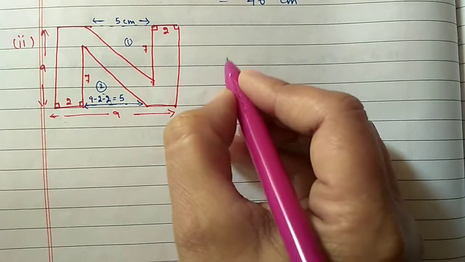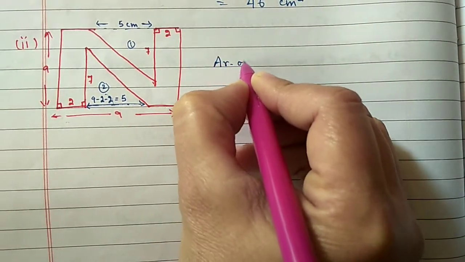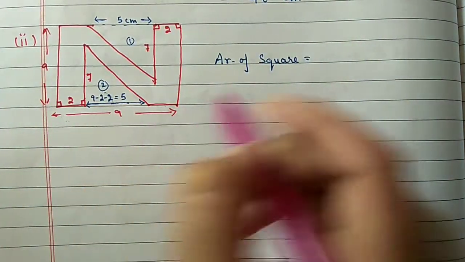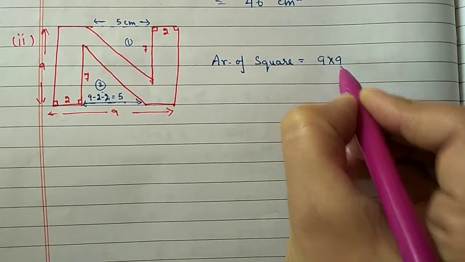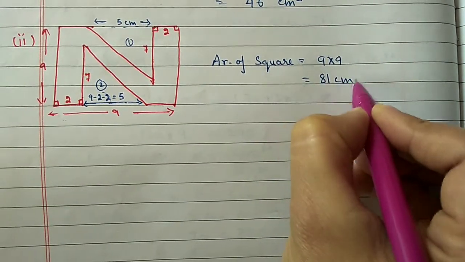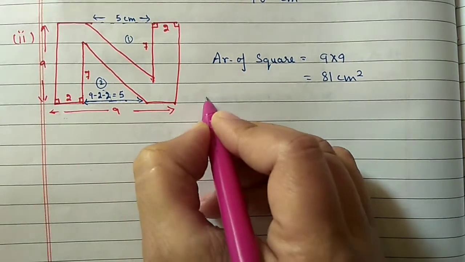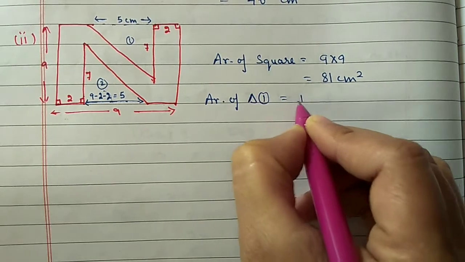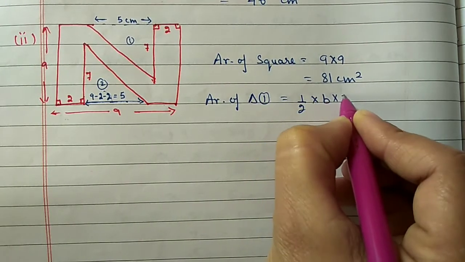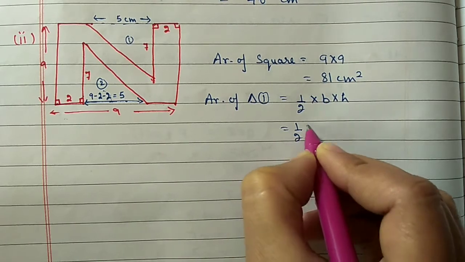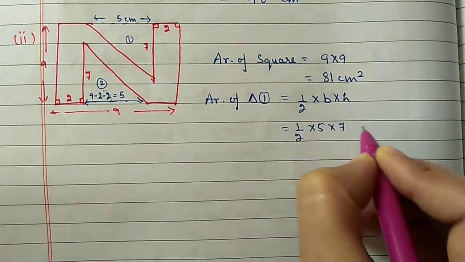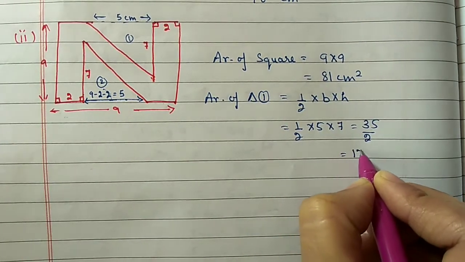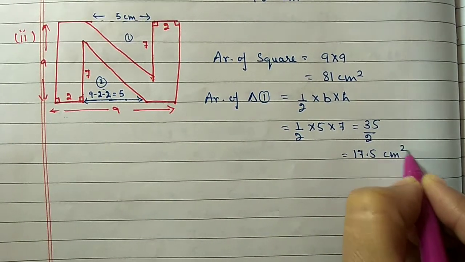So first we will find out the area for the square. This is a square, 9 into 9. 9 into 9 we will get 81 centimeter square. Then we will find out the area for the first triangle. Half base into height. Base we can take as 5 and height we can take as 7. So we will get 35 by 2 or 17.5 centimeter square.